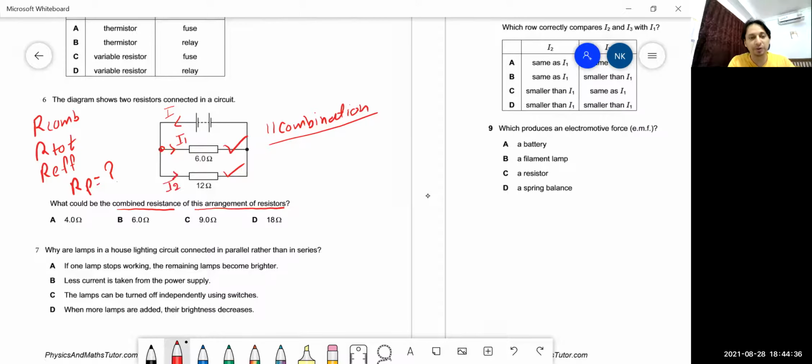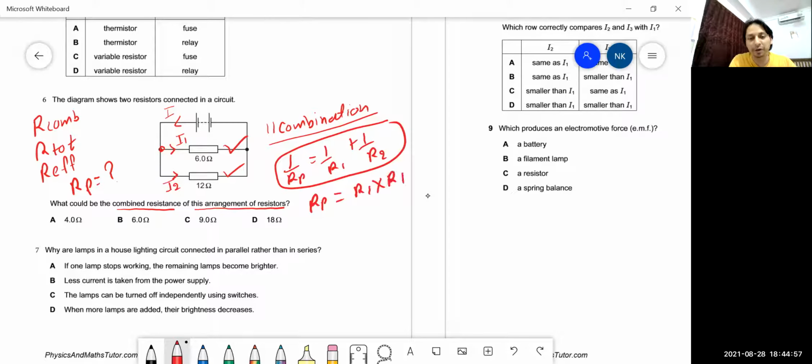It is not a single loop that the current is passing. So current is passing through two different loops. And we have a formula, 1 by Rp equal to 1 by R1 plus 1 by R2. You can use this equation, but I also told you that whenever two resistors are given, better to write this formula, R1 multiplied by R2 divided by R1 plus R2. So I will use this equation.